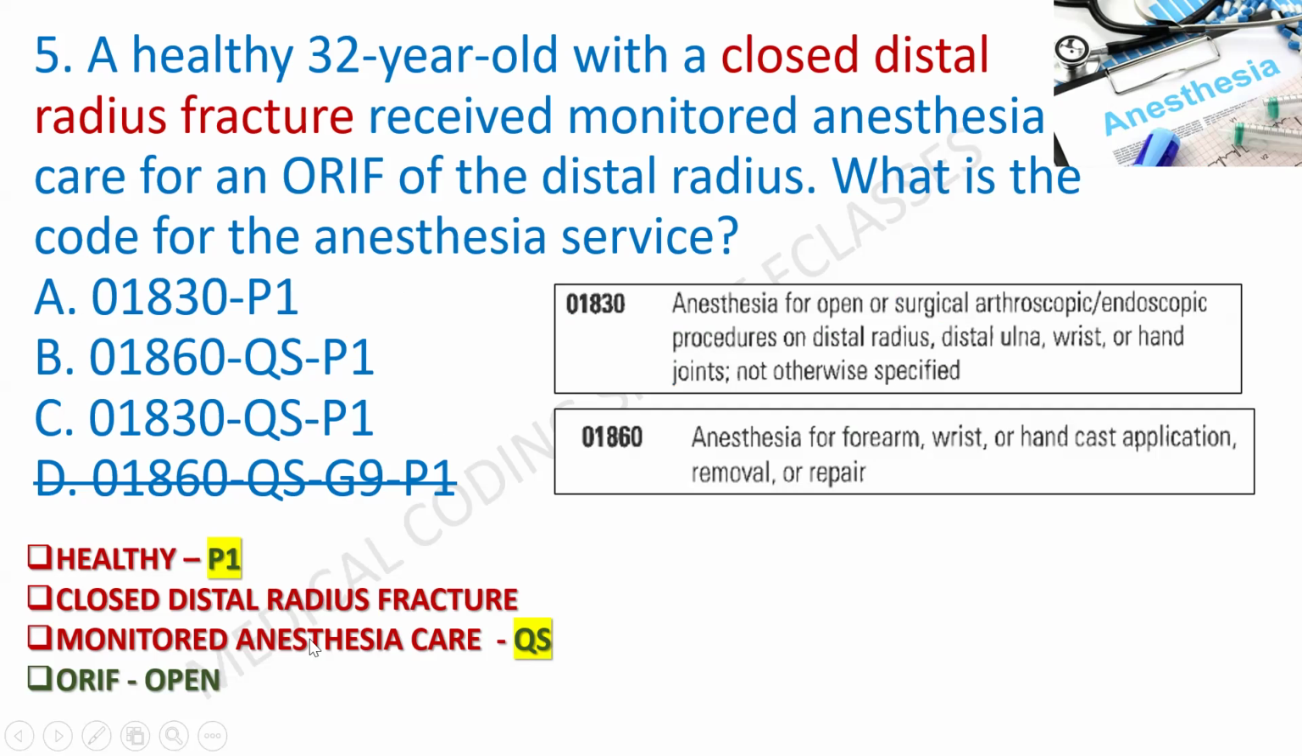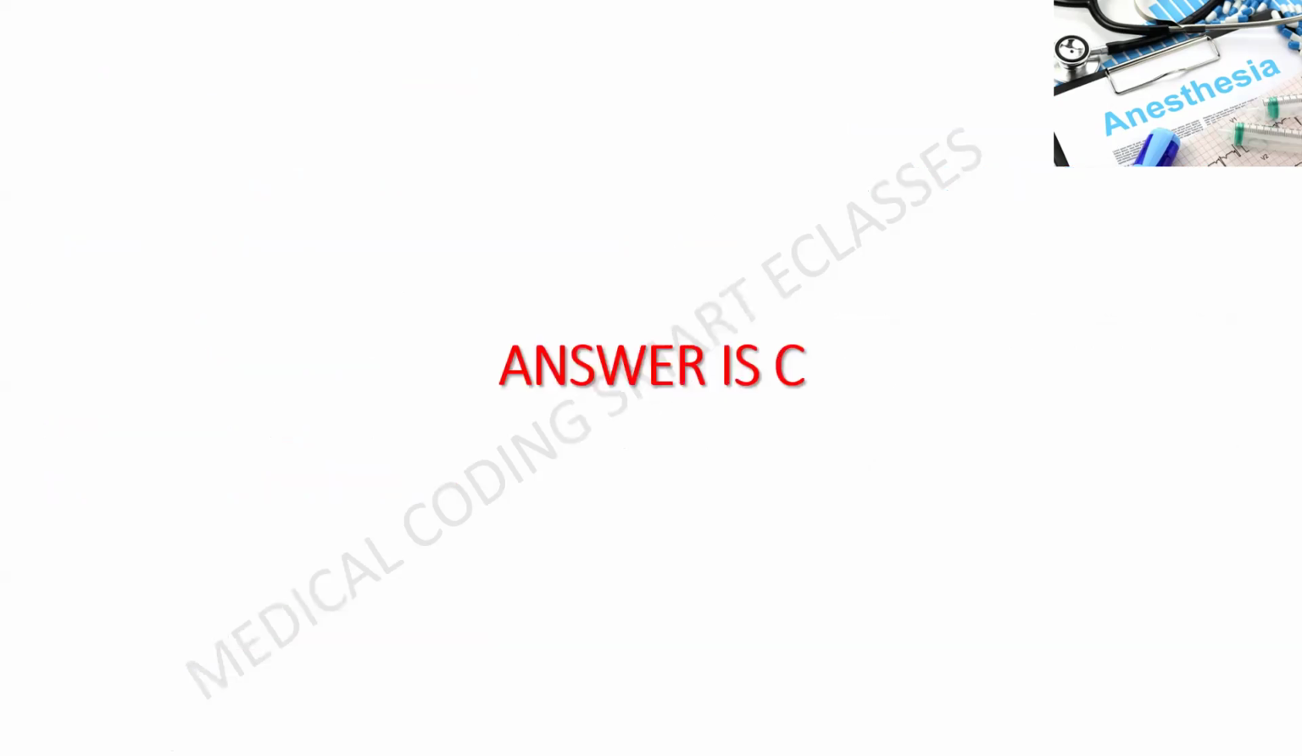See here, this is an open procedure. So 1830 is the more apt. What is the difference between A and C? That is a QS, and QS should be there because there is a monitored anesthesia care. So our answer is option C.